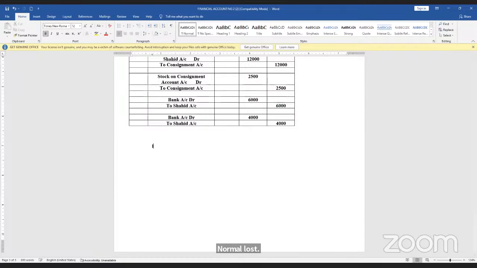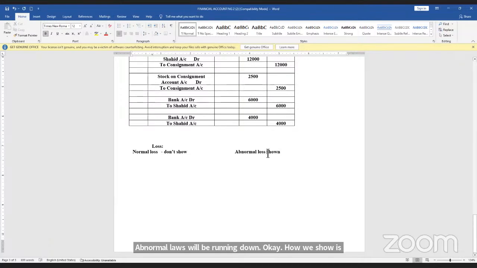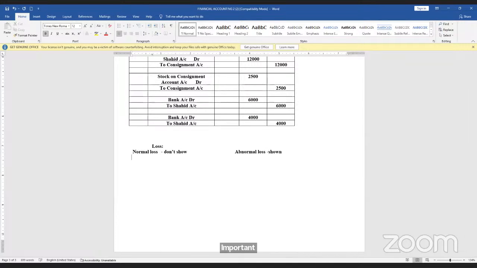Actually, loss is of two types. Normal loss and the other one is abnormal loss. Normal loss we don't show in the books, but abnormal loss will be shown in the books. How we show it is important. So let's take a question. Please note it down.